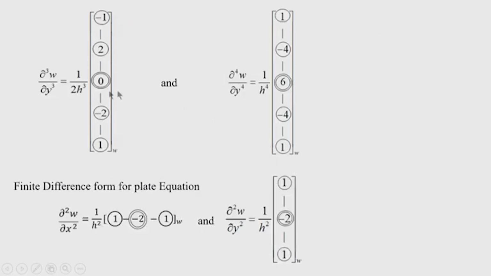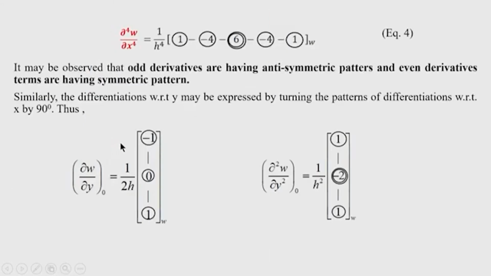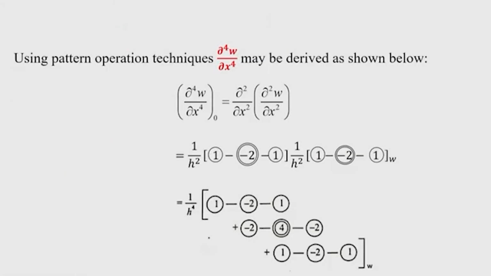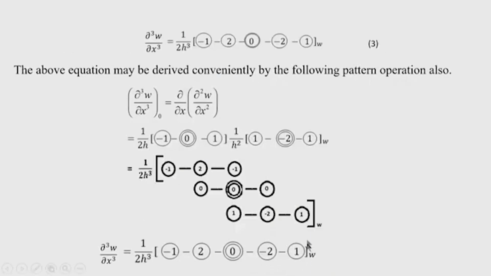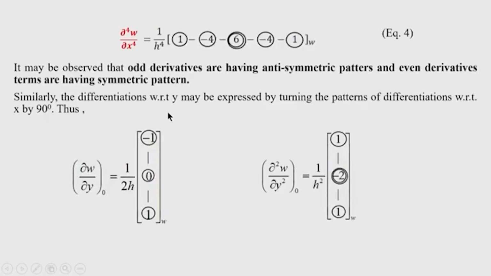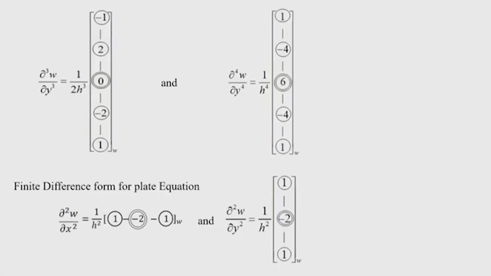Then your third derivative is written accordingly after rotating the stencil of the third derivative. The third derivative stencil is this, we just rotate this 90 degrees and we get the third derivative difference form. Similarly, the fourth derivative difference form is written 1 by h to the power 4, and the symmetric pattern is also observed along the y direction.